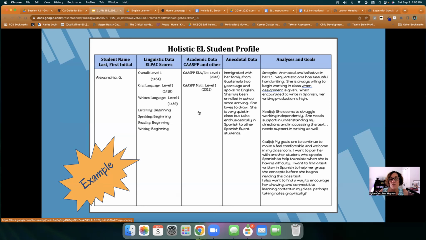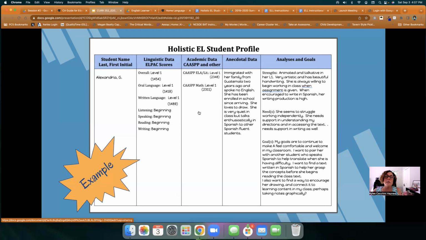My goal or goals for Alexandra. My goals are to continue to make her feel comfortable and welcome in my classroom. I want to pair her with another student who speaks Spanish to help translate when she's having difficulty. I want to find a text written in Spanish to help her grasp the concepts before she begins reading the class text. I also want to find a way to encourage her drawing and connect it to learning content in my class, perhaps taking notes graphically.